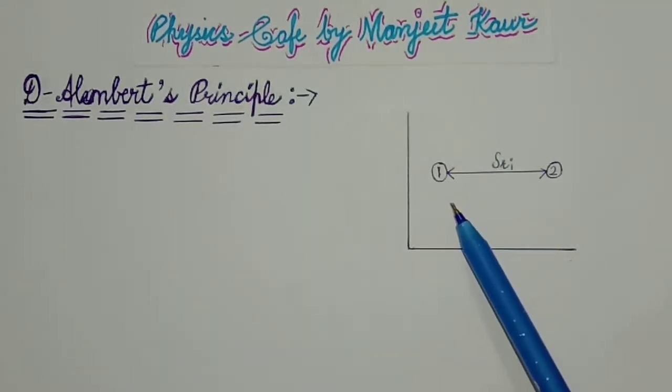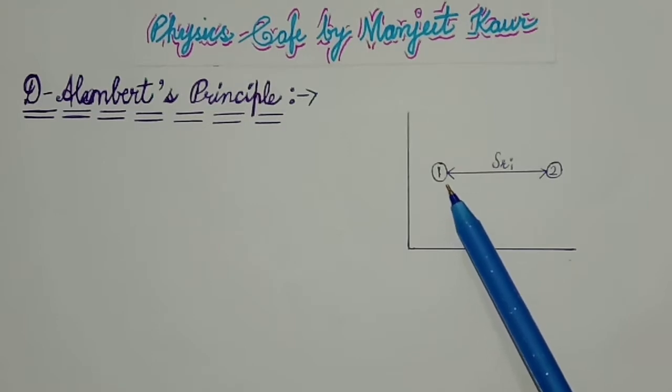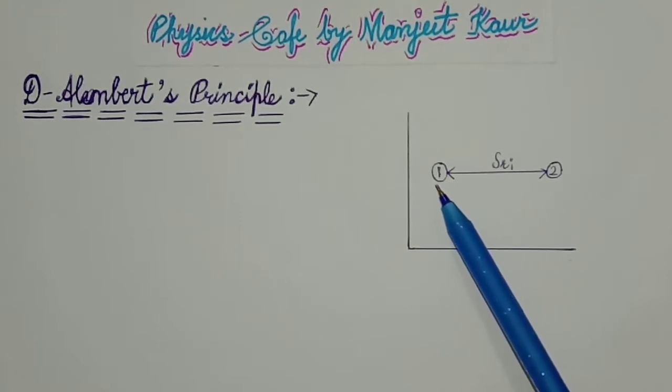And in this, we take two types of cases. In case 1, when the system is in equilibrium, then the force acting on the ith particle will be 0. That means the particle is at rest, it doesn't move from its mean position. So it doesn't cover any distance, so force on that particle will be 0.